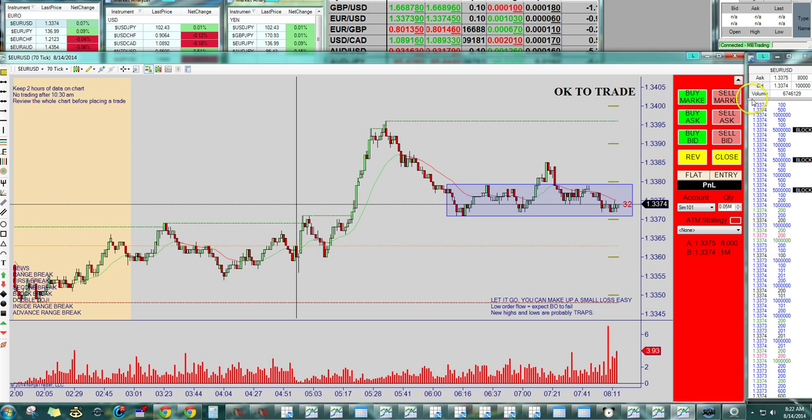And I'm going to look and see how much the time and sales is marking off right here. So you can currently see right now it's pretty slow.